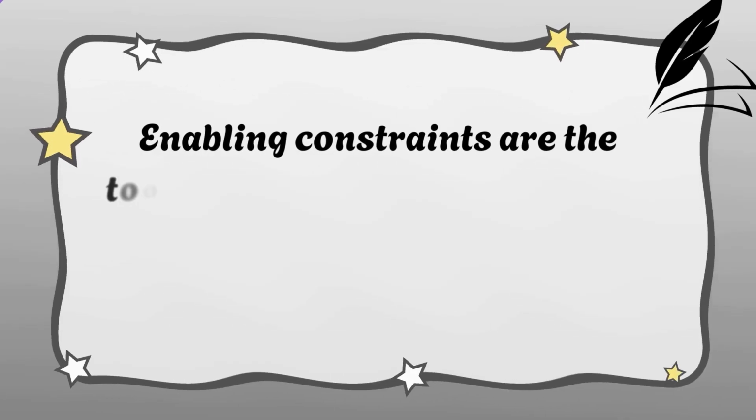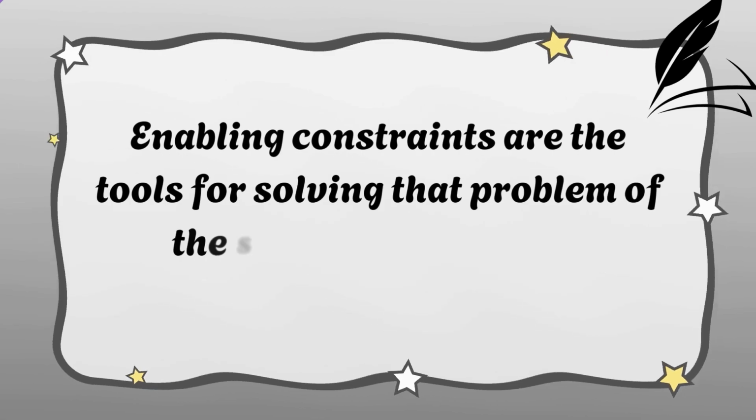So, those are the selective constraints. You're pulling in the constraints to start giving some shape to your story, the box that you're going to tell your story in. Let's look at that second type, enabling constraints. And these are the tools for solving that problem of the selective constraints. Those selective constraints define the challenge, but enabling constraints define the tools your characters have to solve them.